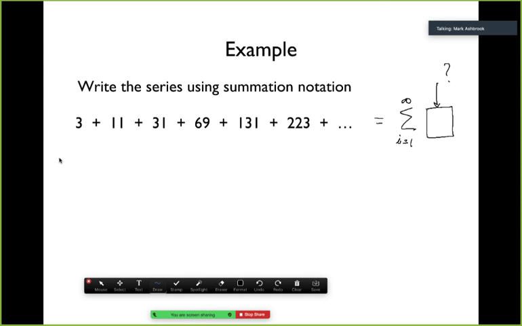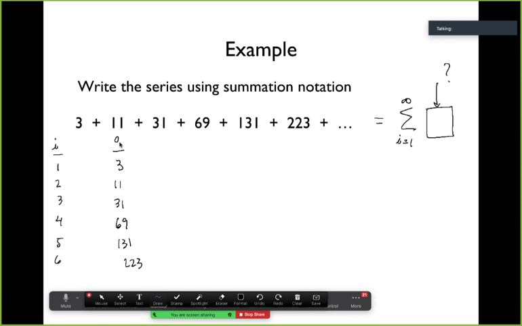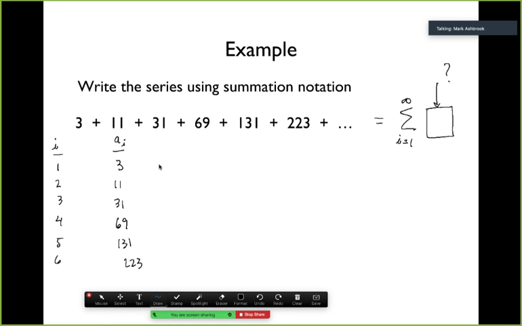Okay, so let's take a look. I'm going to write it this way. So i is 1, 2, 3, 4, 5, 6, 7. Okay, and then my ith term is 3, 11. Yeah, and I wouldn't even be able to predict what the seventh is here off the top of my head. So let's take a look at this. 1 gives 3, 2 gives 11, 3 gives 31, 4 gives 69, 5 gives 131, 6 gives 223. So let's call this just A. So harder, right?